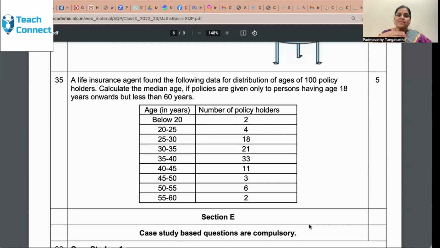That means they can have a breather too. They can take a life insurance when they are between 35 and 40. Having age of 18 years onwards, but less than 16 years. See, these are all below 20, 20 to 25, 25 to 30. You all can take life insurance.